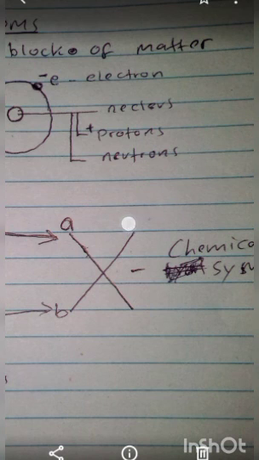For an atom to maintain balance, it has to have the same number of protons and electrons. Therefore, we say the atom is neutral, because it has no overall charge.